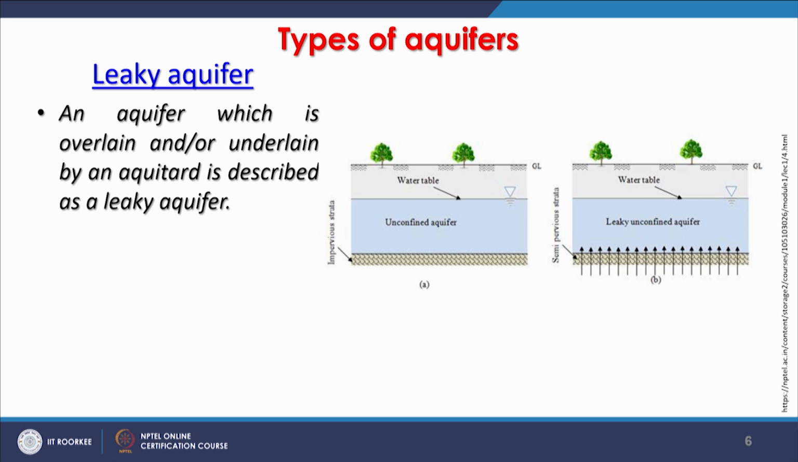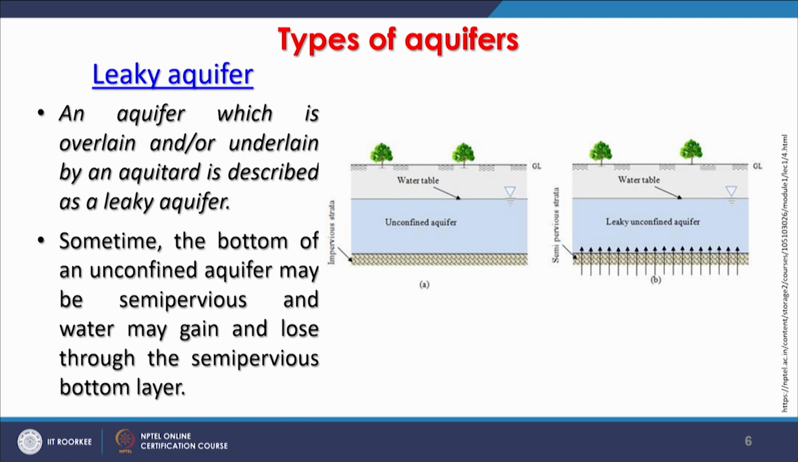So, a leaky aquifer is an aquifer which is overlain and underlain maybe by an aquitard, and it is described as a leaky layer. Sometimes the bottom of an unconfined aquifer may be semi-pervious, and water may gain and lose through this semi-pervious bottom layer. So, bottom layer means that is an aquitard. In natural conditions, all these situations may occur, and especially I am talking about alluvial settings, where you have alluvial plains like the Indo-Gangetic plain, or valley fill situations.